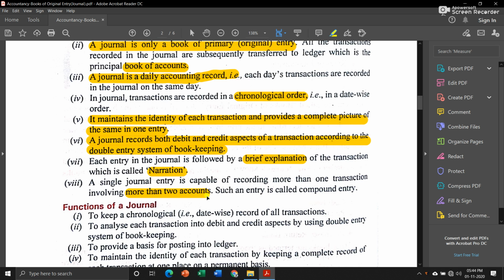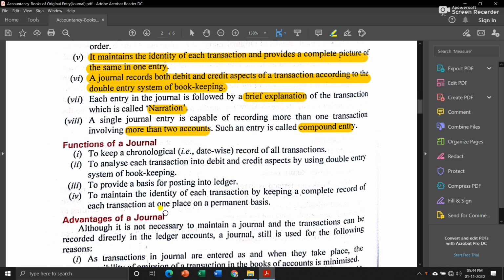A single journal entry is capable of recording more than one transaction involving more than two accounts. Now remember when we discussed compound voucher. Okay, now compound entry is nothing but an entry in which more than one account will be debited or credited. Those are known as compound entries.